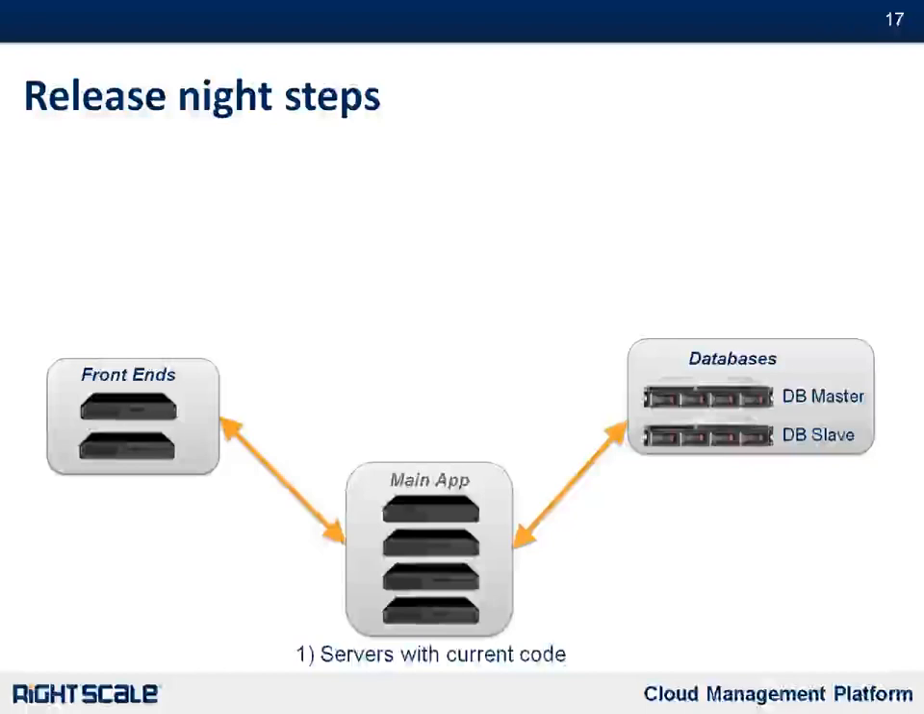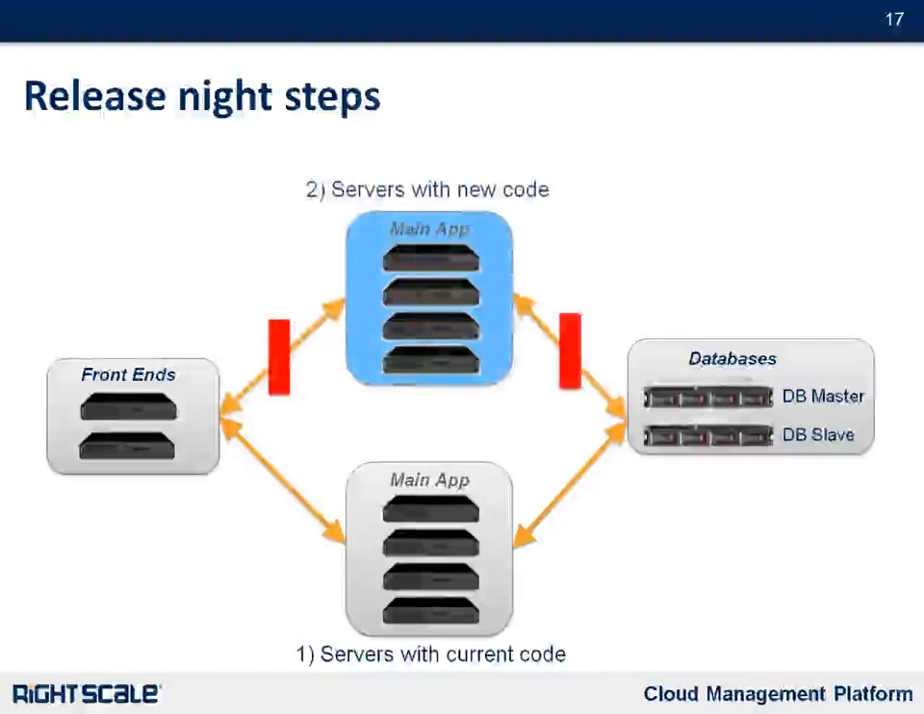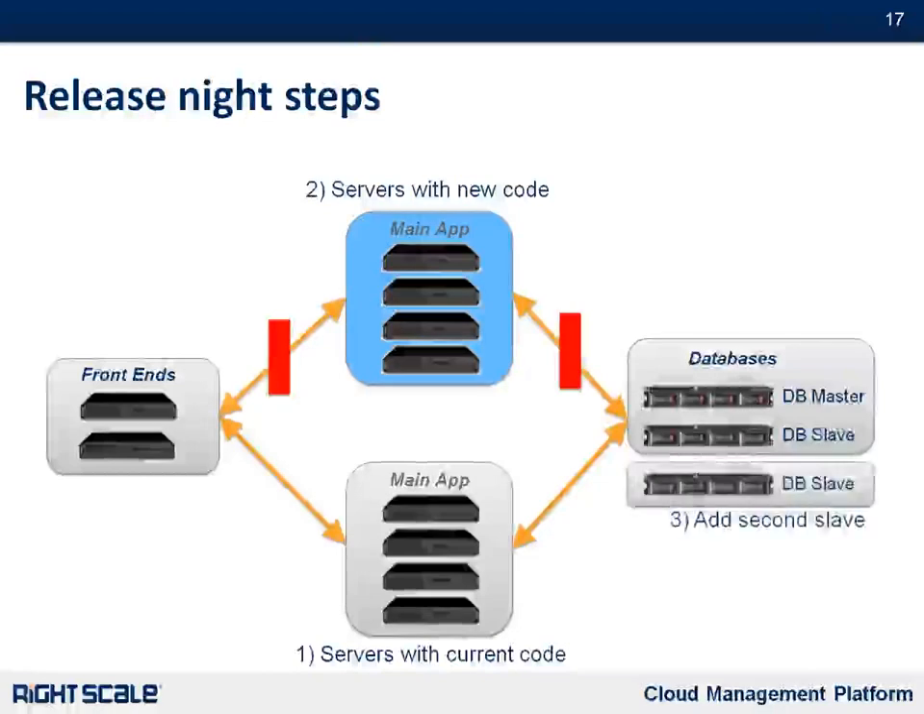The first thing that we do is boot up a new set of servers that run the new code. We keep these servers completely disconnected from the front ends or the database. We just have new running servers that have the latest bits that we want to release that night. Once we have that, we get ready and have a second slave for extra backup recovery, and we'll see why. Once we have a second slave up and running and all caught up with the master, we're ready to start the release procedure.